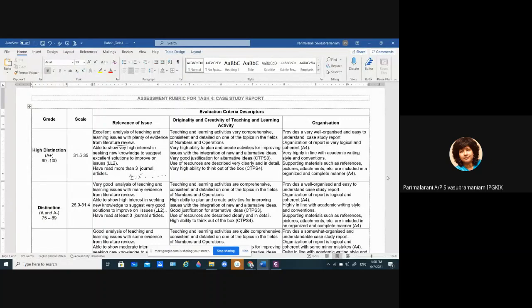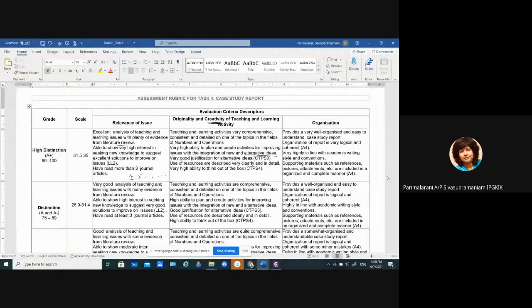You should show very high interest in seeking new knowledge to suggest excellent solutions to improve on issues, and have read more than 3 journals. Then we look at the originality and creativity of your teaching and learning activity, how you design it. The activities are very comprehensive, meaning you have written it out in detail, every small thing clearly, consistent and detailed. Very high ability to plan and create activities for improving issues with the integration of new and alternative ideas.